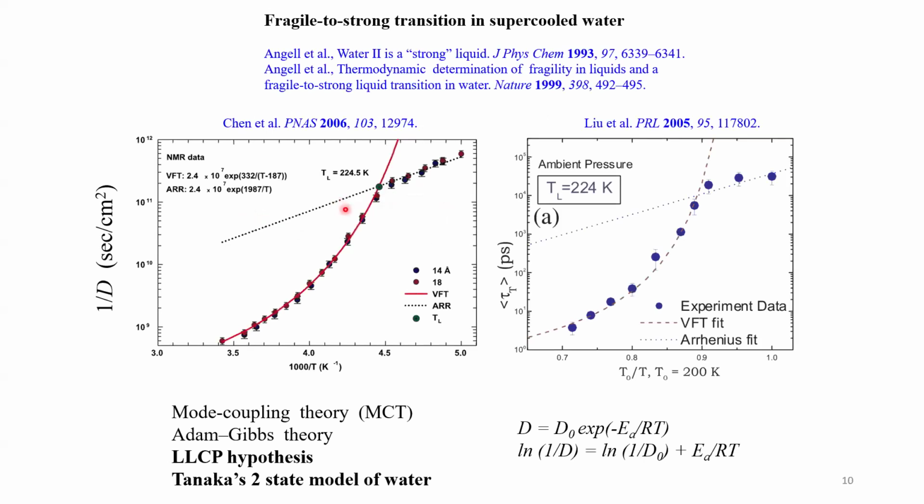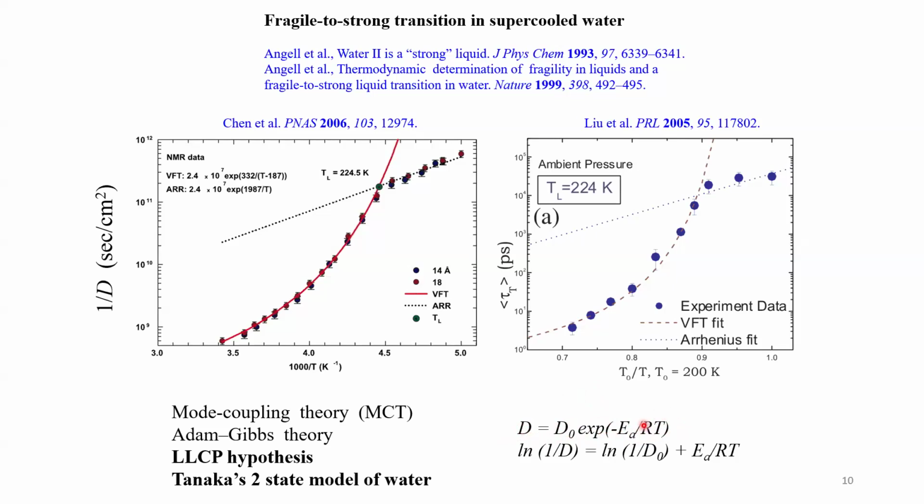So you can see here Angell's paper, a very beautiful paper. In 1999, he asked, what is a fragile and what is a strong liquid? Basically, if you look at the diffusion coefficient or any dynamical property, it can be viscosity, it can be structural relaxation time, alpha relaxation time, they should behave like the Arrhenius equation. This is nothing but the Arrhenius equation: D equals D0 e to the power minus EA by RT, where EA is the activation energy. So if you plot ln D versus 1 by T, you should get a straight line, completely linear.